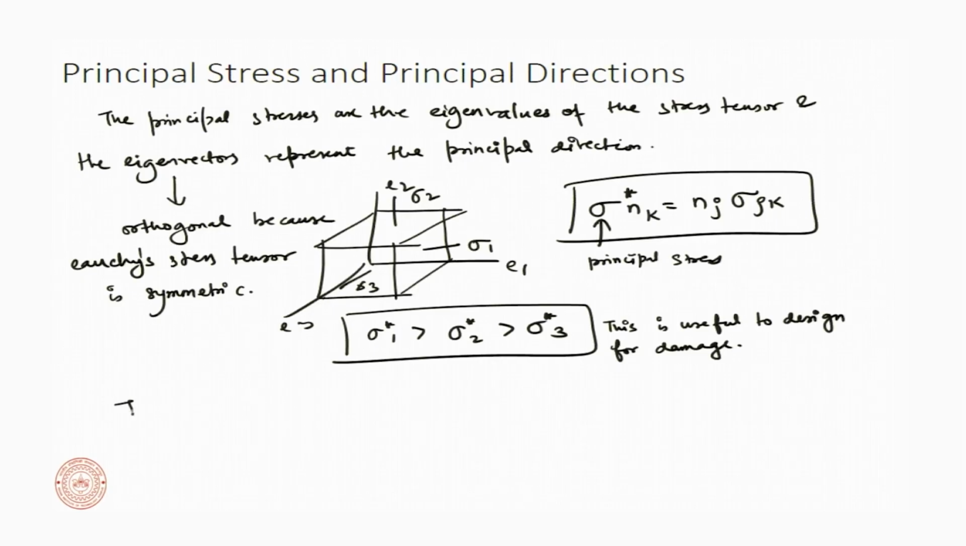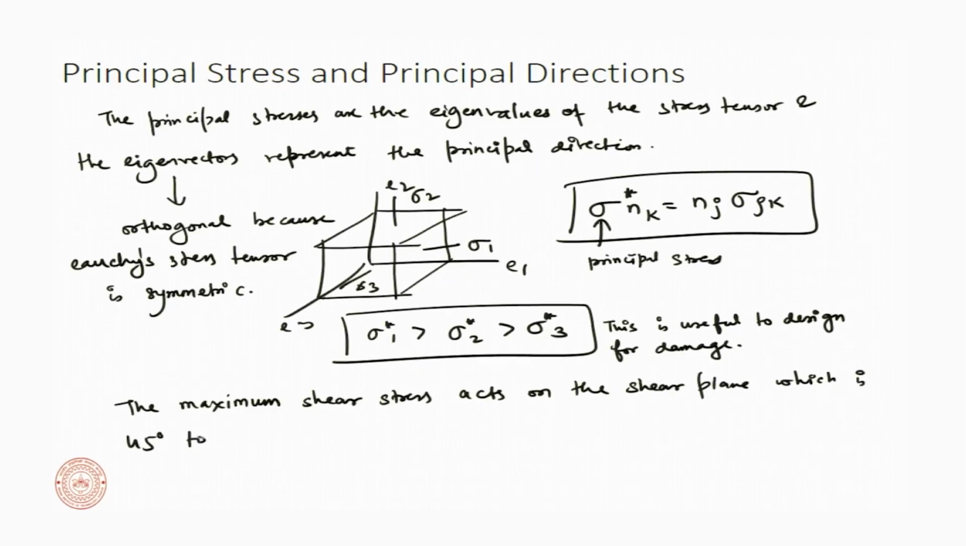Okay. The maximum shear stress acts on the shear plane, which is 45 degrees to M1 and M3. Okay. Our tau max is 1 by 2 of sigma star 1 minus sigma star 3. So, that is our maximum shear stress. If the body would fail under shear, then we use a maximum shear stress. There are a couple of definitions that we come up.